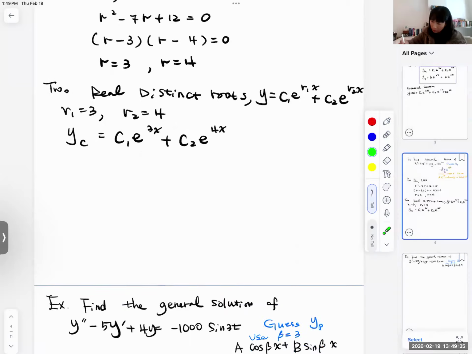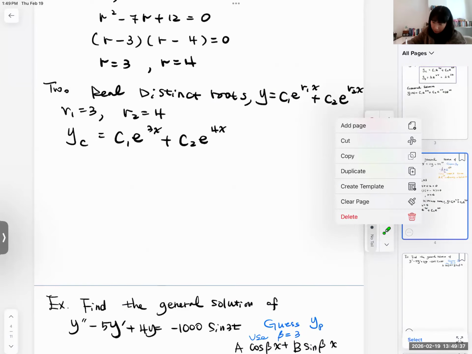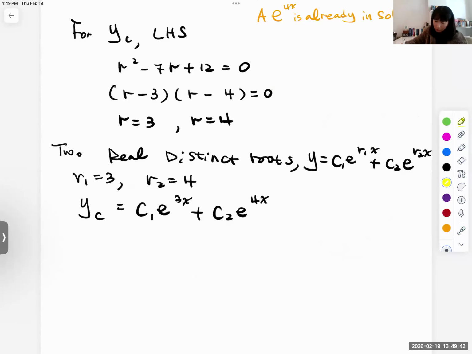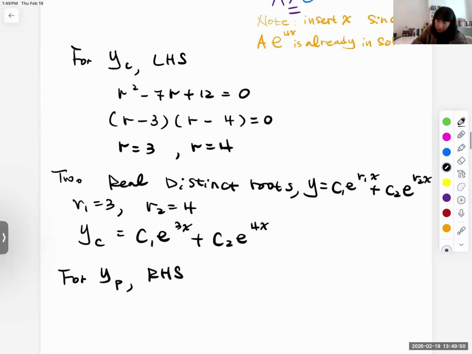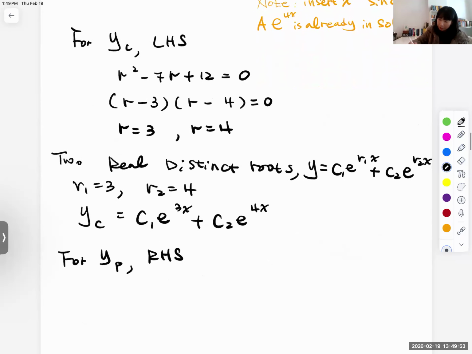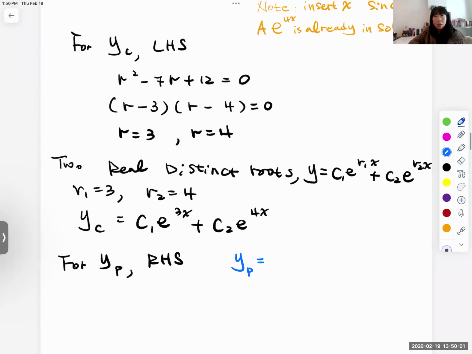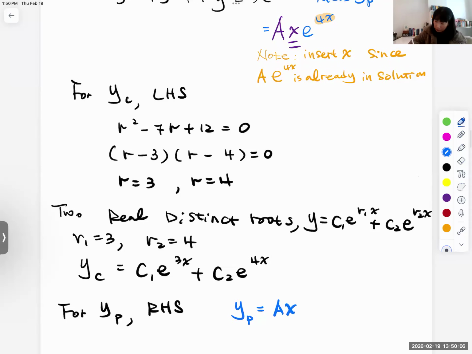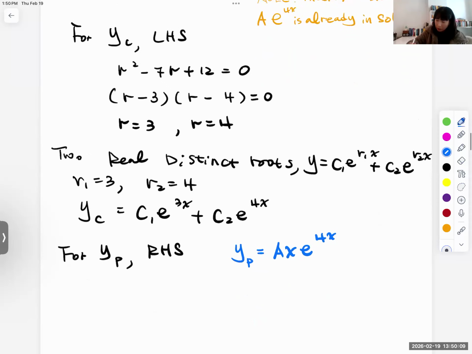Let me put the page. For particular solution, right hand side, right? So we have y. So the particular solution, we are using ax e to the 4x. Okay, now we want the derivative.